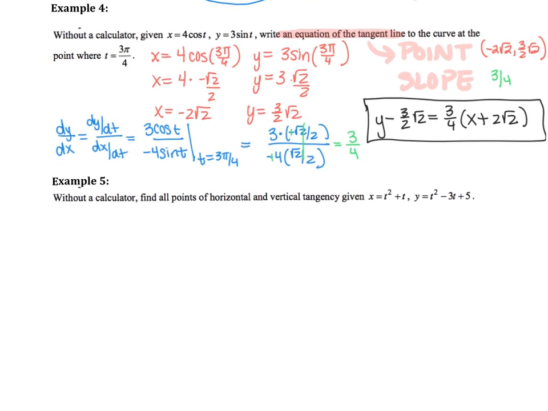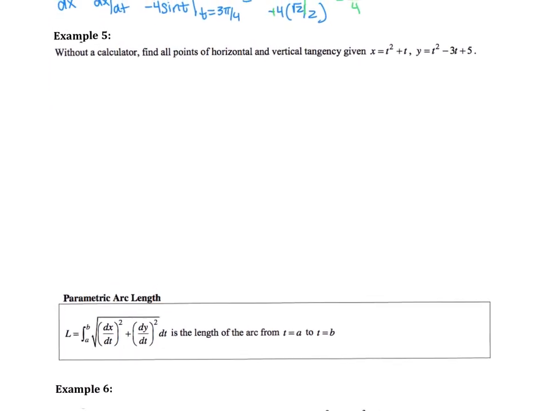All right, in the next example, without a calculator, I want to find all points of horizontal and vertical tangency given the parametric curve x equals t squared plus 2 and y equals t squared minus 3t plus 5. So let's think about horizontal and vertical tangency and what that means.